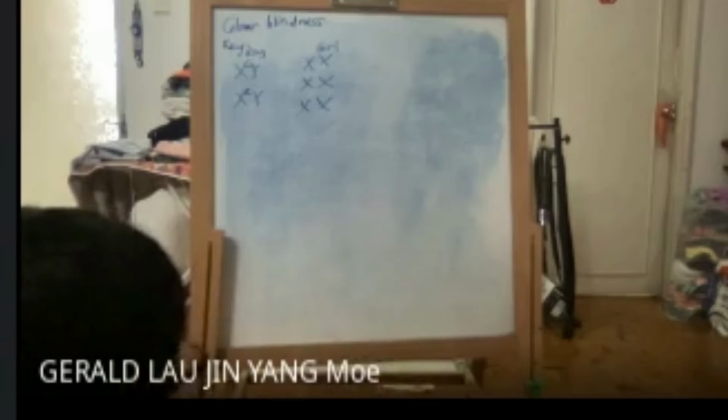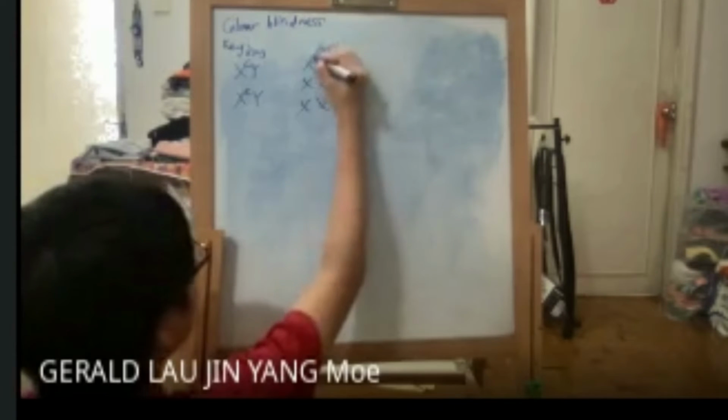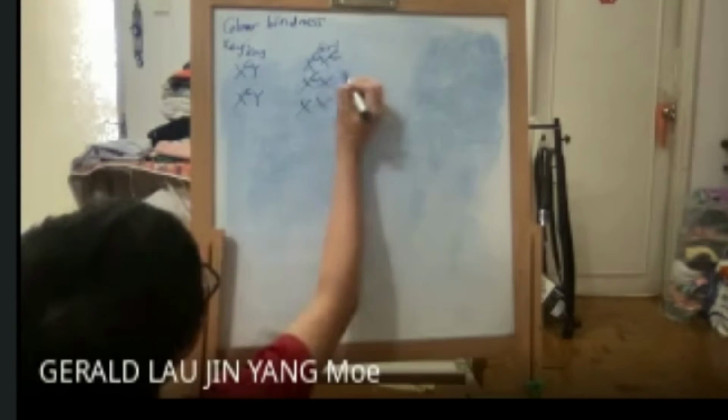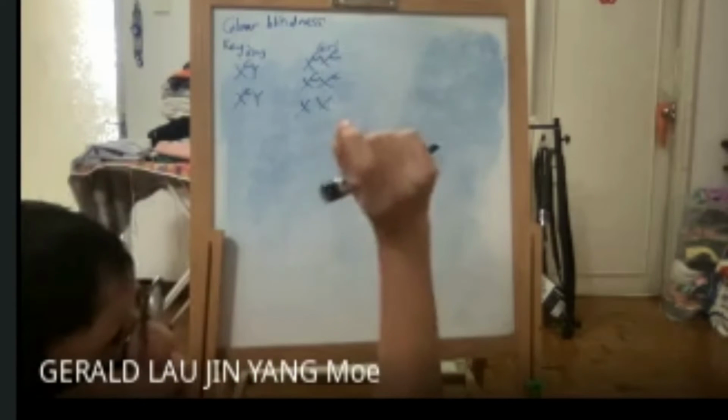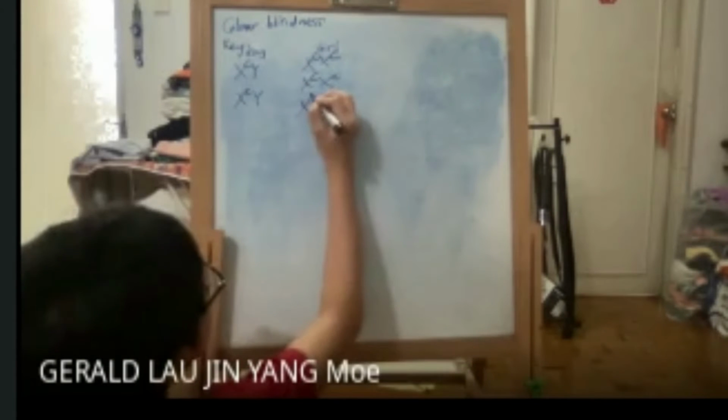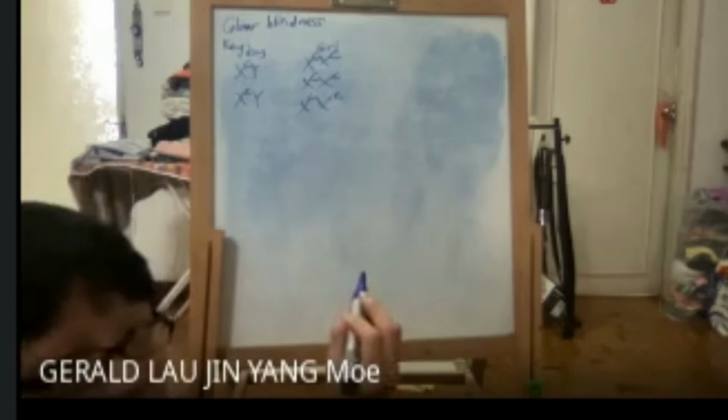Girl, there are 3 types. Normal, X capital C, X capital C. Carrier, capital C, small c, you have one recessive allele. You get color blindness with small c, small c. Okay. Now, what example do you want to choose?